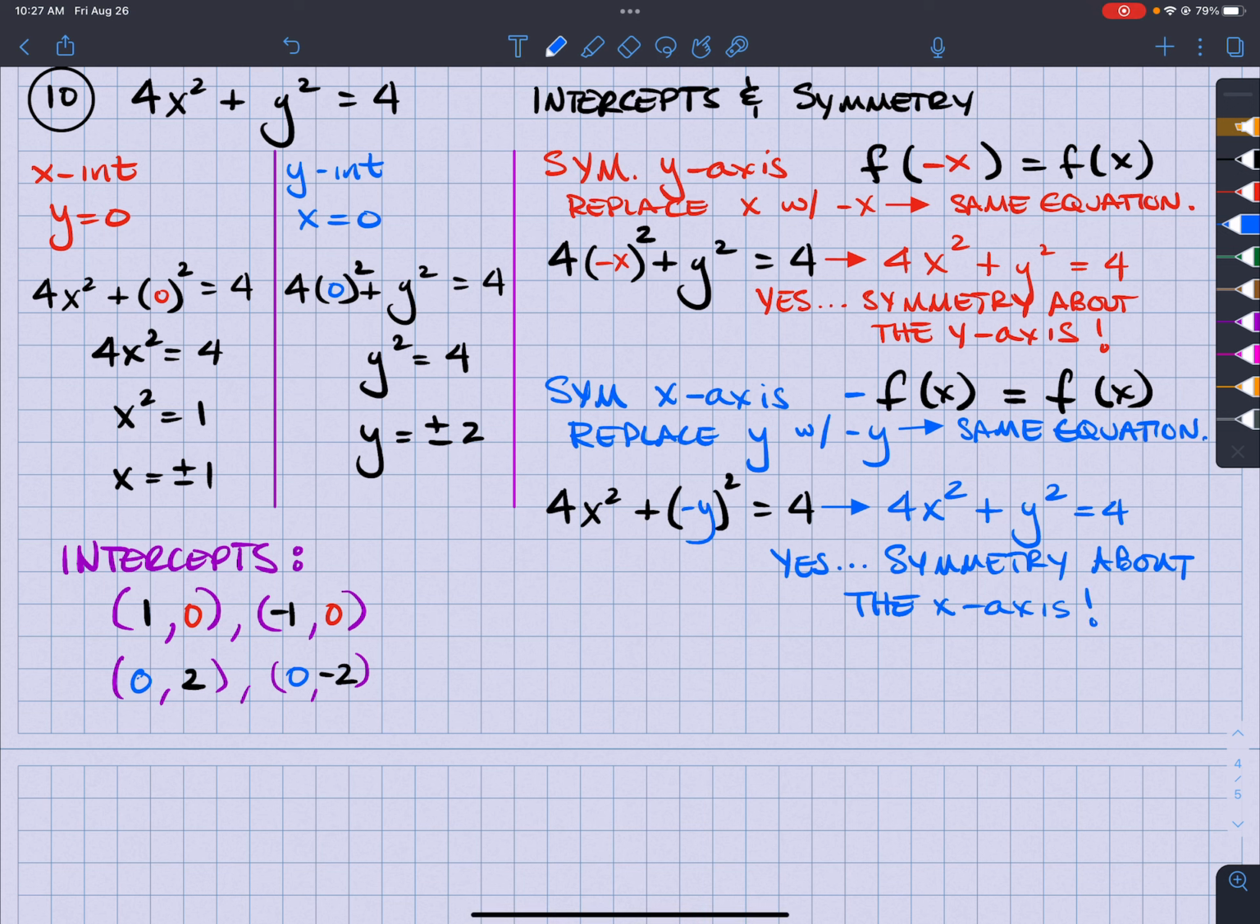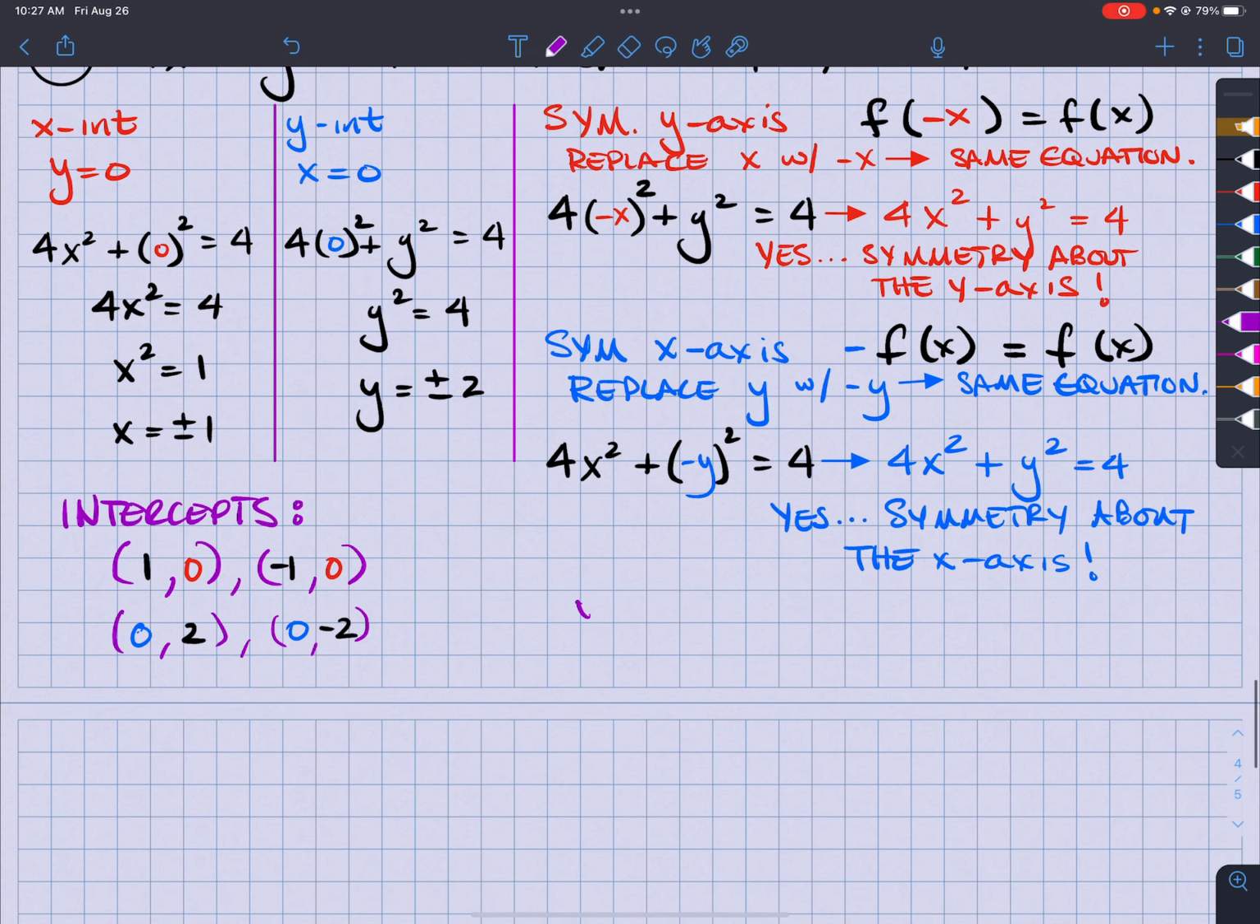Okay. Now, since both of these are yes, then I can say yes, symmetry about the origin. And ladies and gentlemen, that is all true, and the choice is going to be choice B.